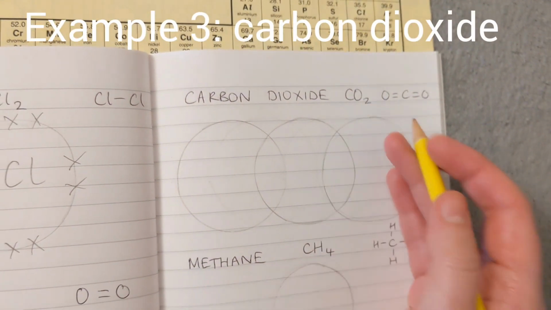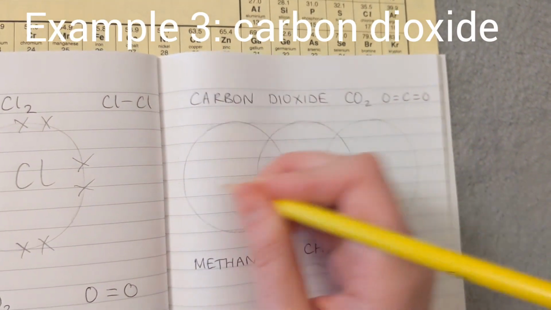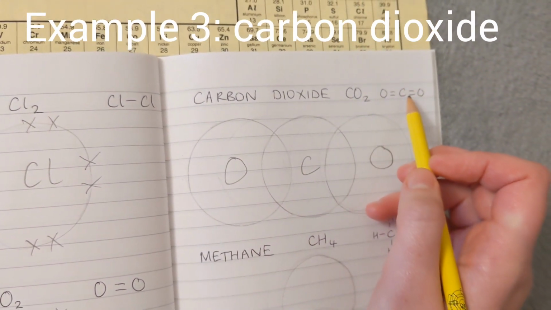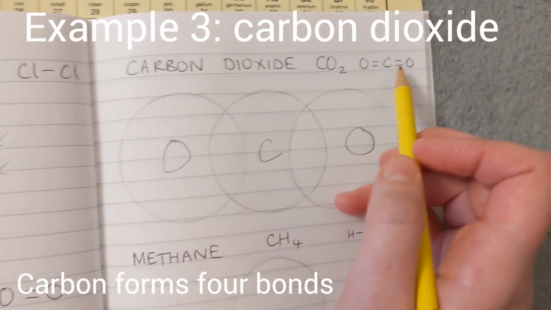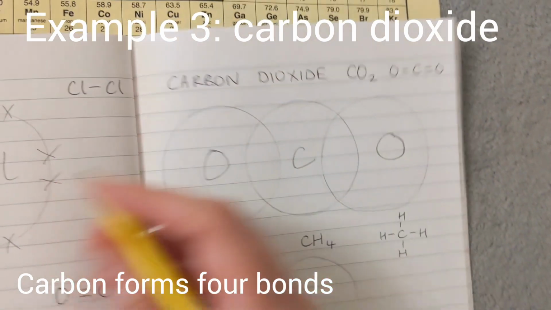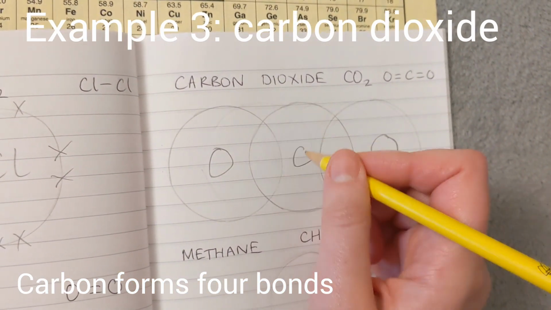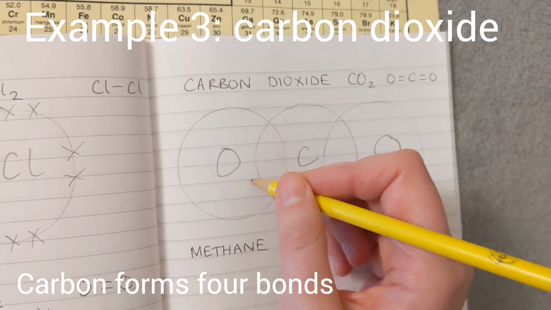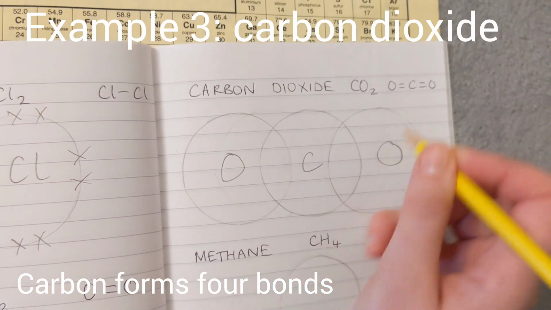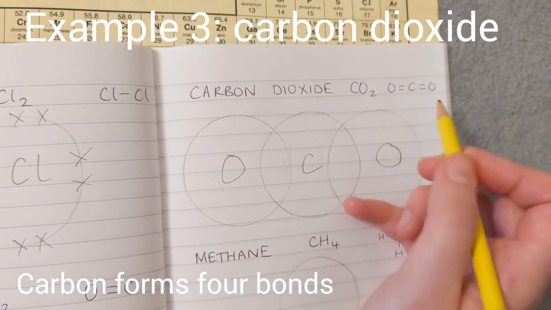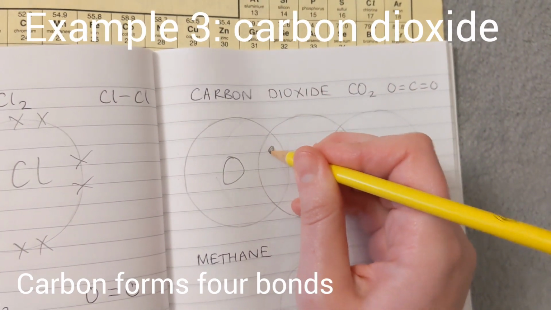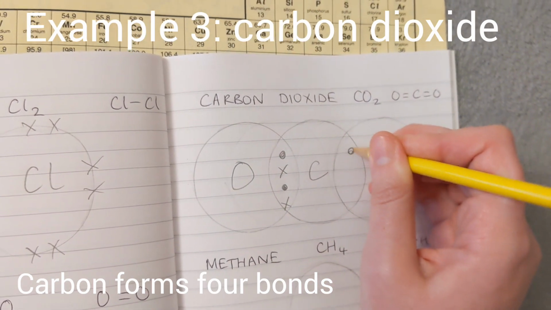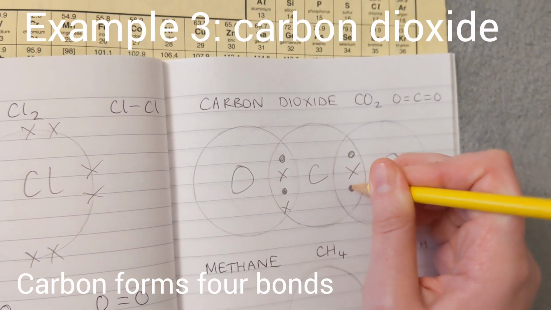The next example, carbon dioxide. Same thing again. Carbon likes to form 4 bonds, oxygen likes to form 2. That means that there must be a double bond in between each of the carbon and oxygens. So 2 double bonds. Dot cross, dot cross. There are double bonds.